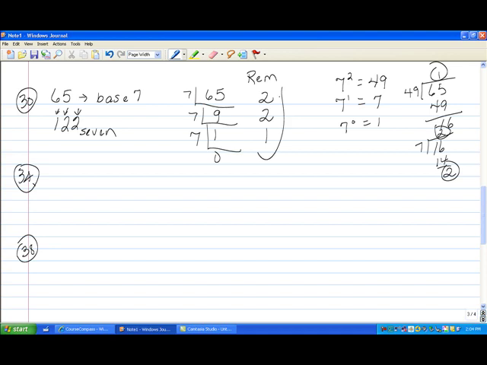Okay, I like to use the shortcut on that one. Number 34, we have 3730, and that is to base 16.